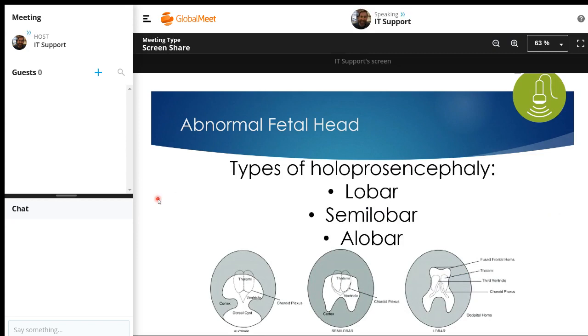So there are three types of holoprosencephaly. We have lobar, semilobar, and alobar. These types are defined by the degree of separation of the cerebral hemispheres. So we'll talk about these three: alobar, semilobar, and lobar.